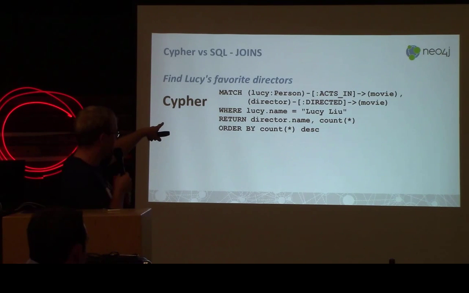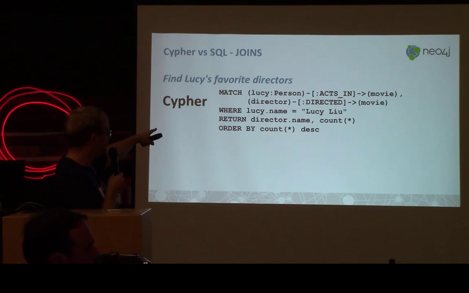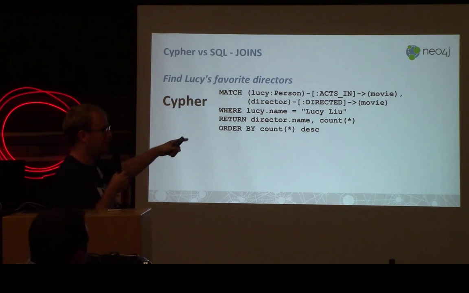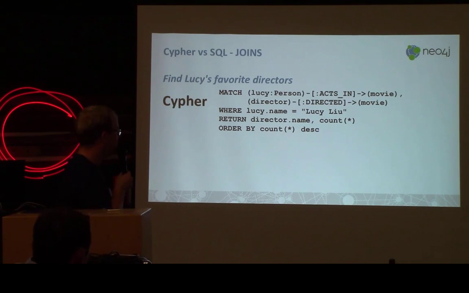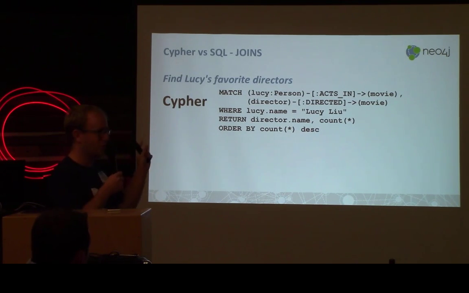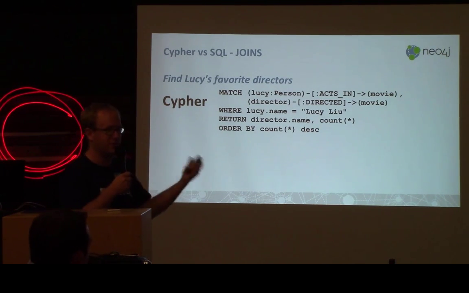we're basically saying at the top, match a person, and we're nicknaming it Lucy, that's an alias, who acts in a movie, and then a director who directs a movie. And it doesn't have to be the same movie. And we're making sure that the person's name is Lucy Liu, and returning the director name and the count of it, and ordering by the count. So to me, the ASCII art form of expressing this is much more natural than a bunch of joins.